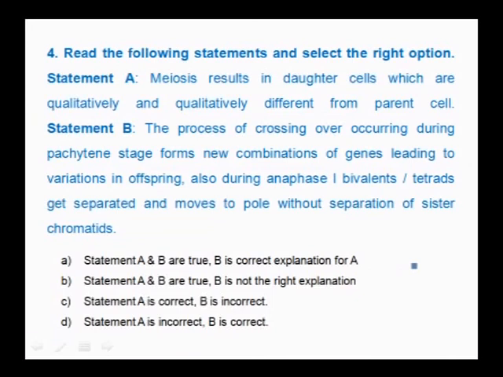So let us understand the parts of the question here. Meiosis is referred to as such a kind of division where daughter cells are qualitatively and quantitatively different from the parent cell. Quantitatively they are different from the parent cell because the chromosome number has been reduced to half. Qualitatively they are different because they have produced new combinations of genes as a result of a process called crossing over. So the answer for this particular question is A. Statements A and B are true, and B is the correct explanation for A.